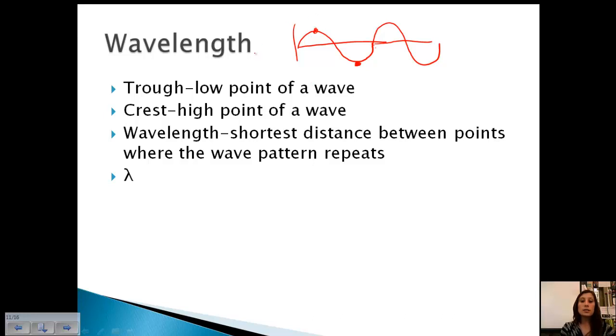And so usually we measure this from crest to crest. You could also measure it from trough to trough. You can measure it from equilibrium point to equilibrium point, but that one can get tricky because you could maybe mix up and use that one instead. So the traditional way we measure is crest to crest. And the symbol we use for wavelength is the Greek symbol lambda.